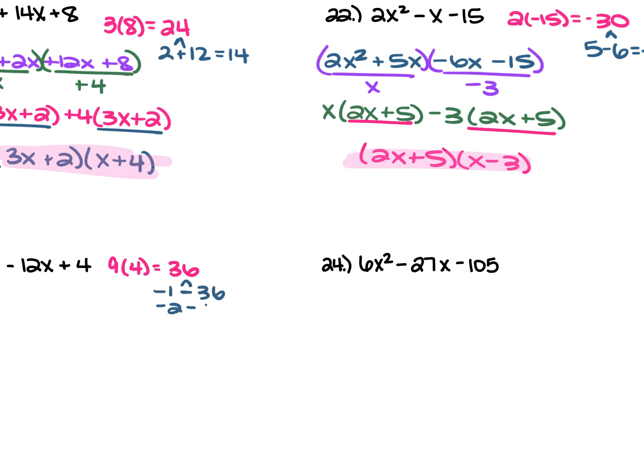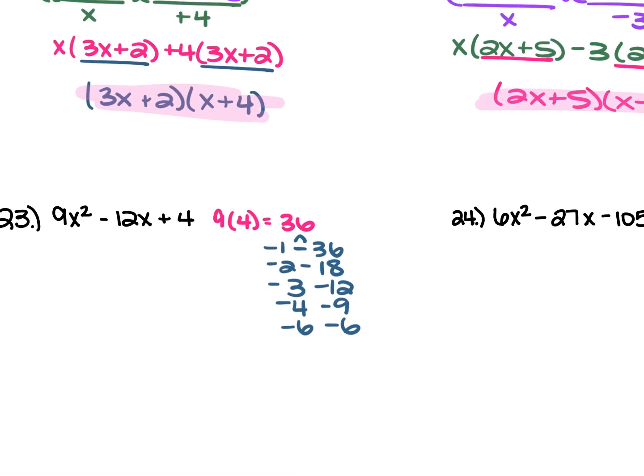So you have 1 and 36, or negative 1, negative 36. Negative 2, negative 18. Negative 3, negative 12. Negative 4, negative 9. Negative 6 and negative 6. The negative 6's give you the negative 12, so we're going to rewrite this as 9x squared minus 6x minus 6x plus 4. We can factor by grouping here.